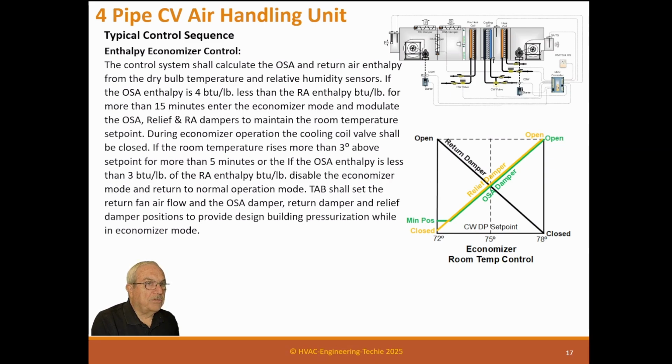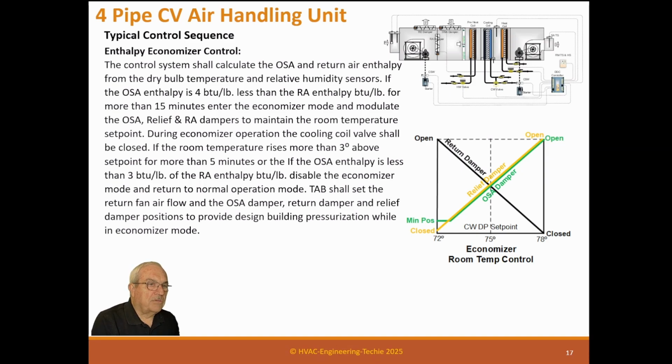So the control system shall calculate the outside air and return air enthalpy from the dry bulb temperature and relative humidity sensors. If the outside air enthalpy is 4 BTU per pound less than the return air enthalpy for more than 15 minutes, enter the economizer mode and modulate the outside air, relief, and return air dampers to maintain the room temperature set point.